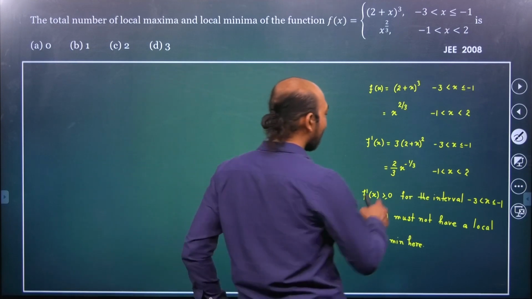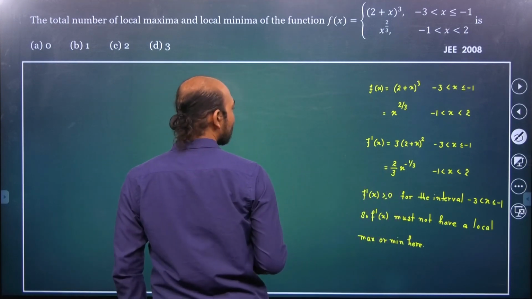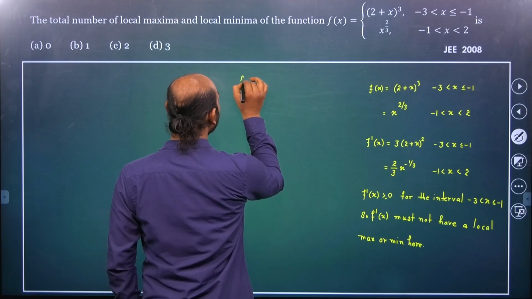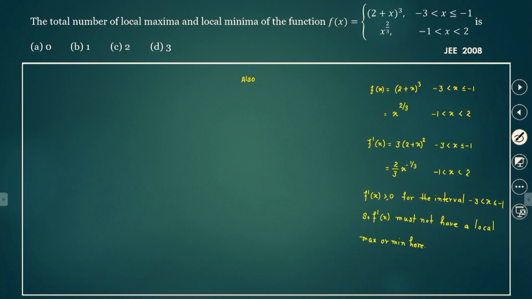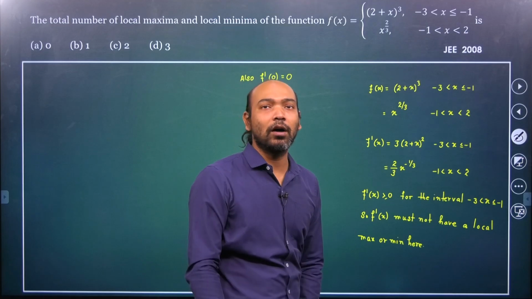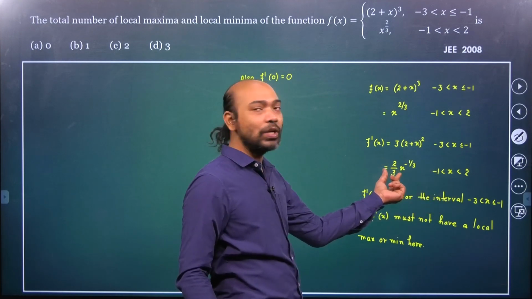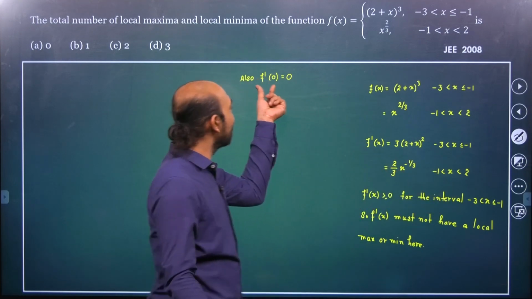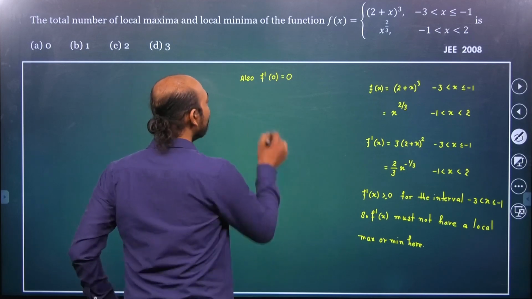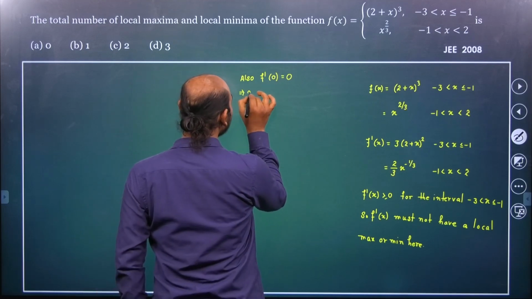Now obviously the other part is left, that is (2/3) times 1 by x cube root. Also f'(0) must be equal to 0, why? Because 0 lies between -1 and 2, so for 0 I have to use the second definition, and in the second definition it is 0. Therefore x = 0 is a critical point.